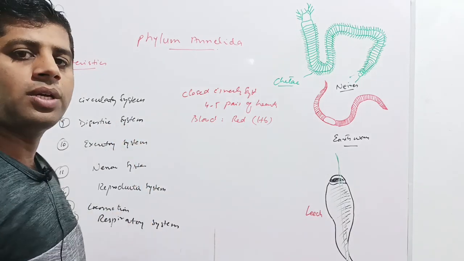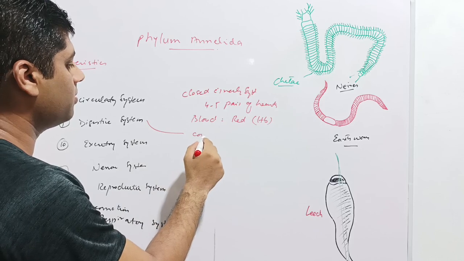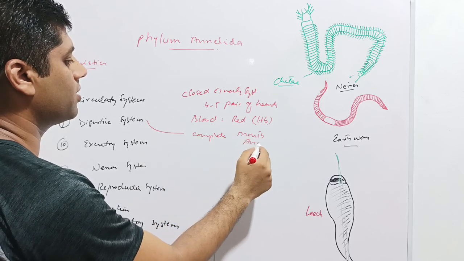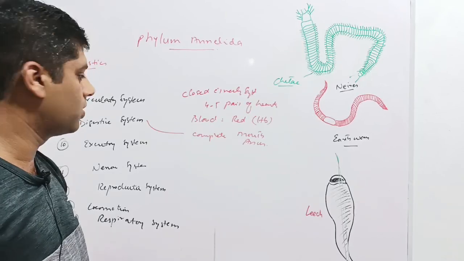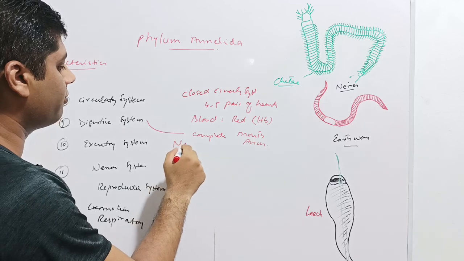Next is the digestive system. In the case of free living annelids, the digestive system is complete, bearing a mouth as well as an anus and digestive enzymes to digest their food. Next is the excretory system. The excretory organs in annelids are nephridia.